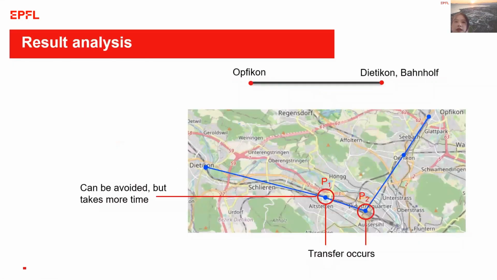Another example is the scheduling from Oerlikon to Dätwil. Actually, the transfer takes place in P2. P1 can be avoided. The person can take the subway from P2 directly. But here we take the train on P1 because it is more time saving.